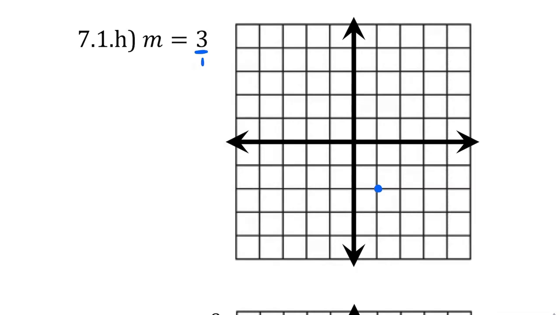And if we are going to rise 3, we are going up 3. And if we are running 1, we're going to the right 1. And we are ending over there. And we are now just playing connect the dots and drawing this beautifully perfect straight line.